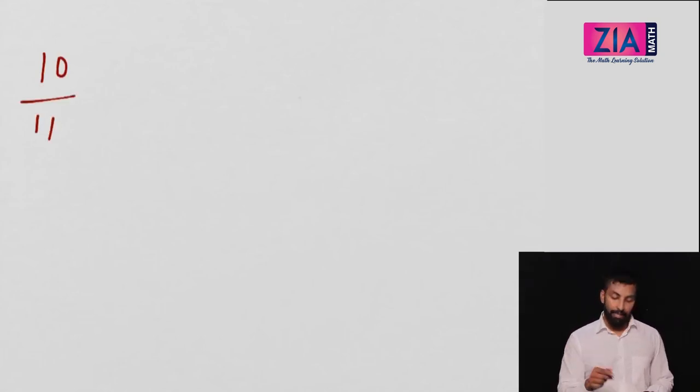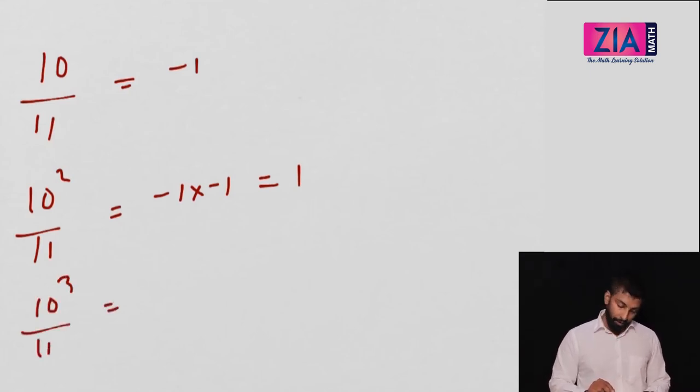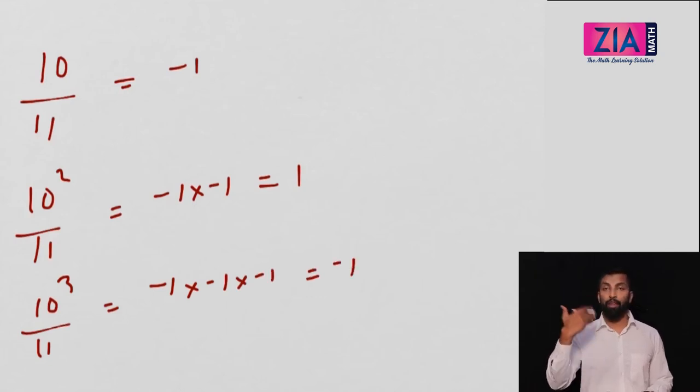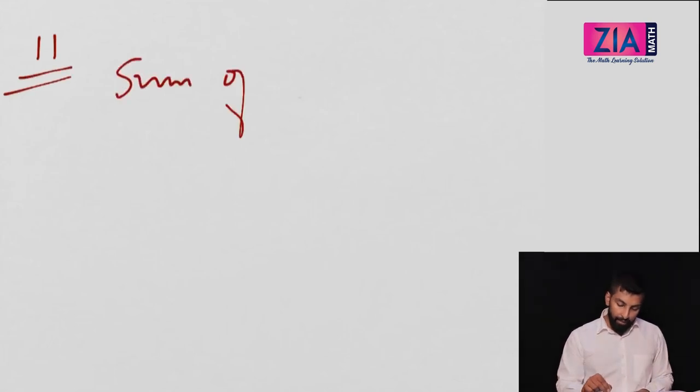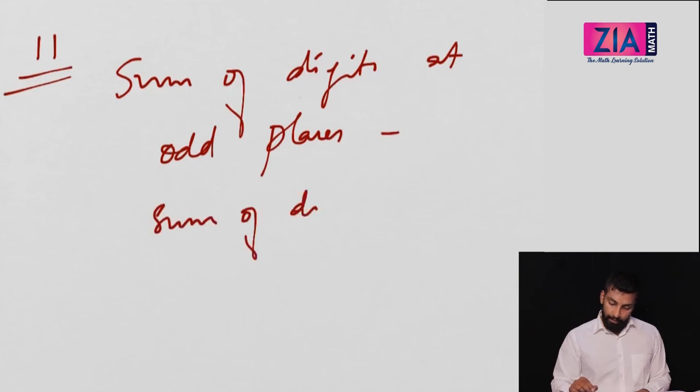See, 11, if you see, what is 10? 10 by 11. What is your answer? Remainder. Remainder is 10 or minus 1. What about 10 square by 11? That means minus 1 into minus 1, plus 1. What if 10 cube by 11? That you will get minus 1 into minus 1 into minus 1. It's minus 1. So every alternate power of 10, minus 1, plus 1, minus 1, plus 1, minus 1, plus 1. Right? So the divisibility of 11 is actually sum of digits at odd places minus sum of digits at even places.